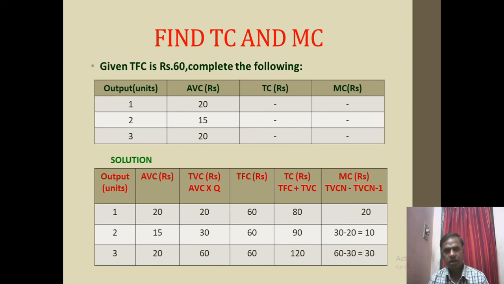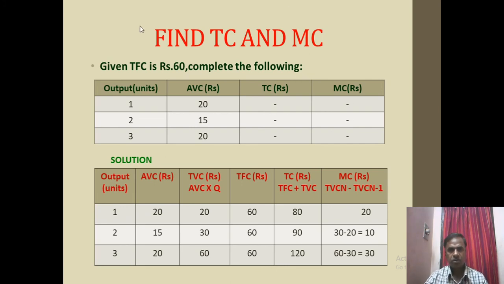Then another question, find TC and MC. We have got only AVC, but TFC is given as 60. You write AVC, whatever is given here. And TFC is given already, 60. You write TFC at every level of output as 60, which means in all levels of output it will be the same.